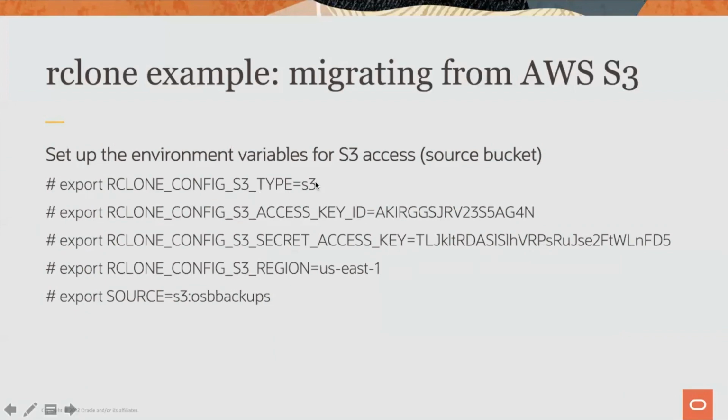So you specify that this is going to be an S3 endpoint. You specify the access key and the secret access key to access your S3 bucket. You specify the region where the bucket is located, the AWS region, obviously. And then you specify the bucket name. Okay? So the source variable is stored in this format, S3 colon, and the S3 bucket name where you're currently sending your backups.